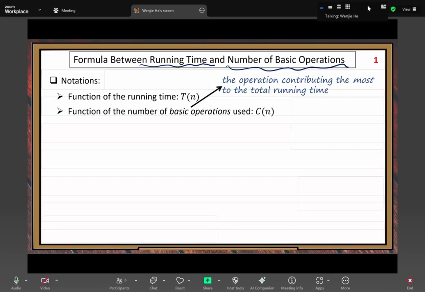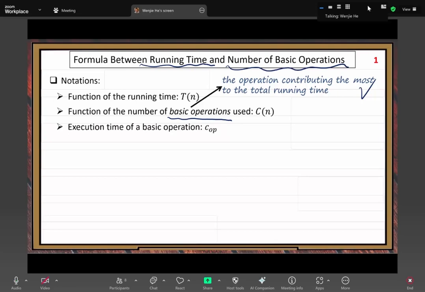If you want to ask what the meaning of basic operation is, we learned before. Here I just recall the meaning: the operation contributing the most to running time. Remember, in our polynomial evaluation problem, we have 2 operations, addition and multiplication. And we know multiplication contributes the most, so we treat multiplication as the basic operation.